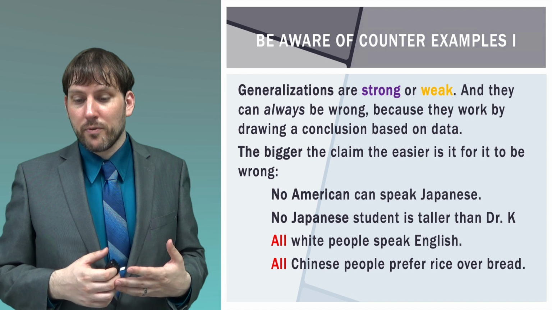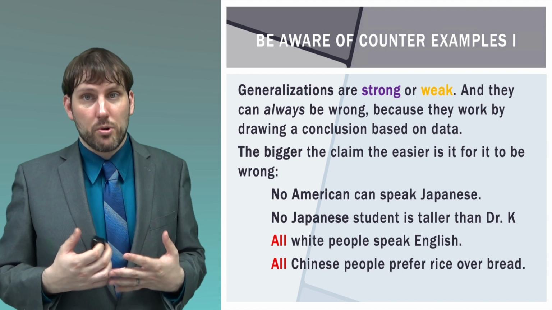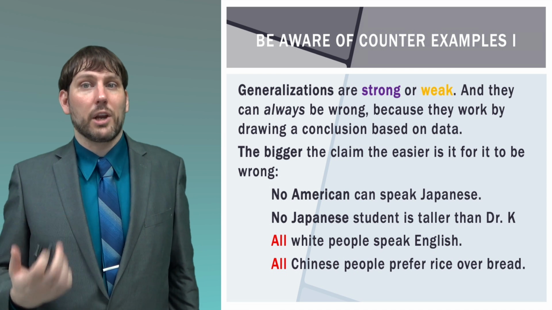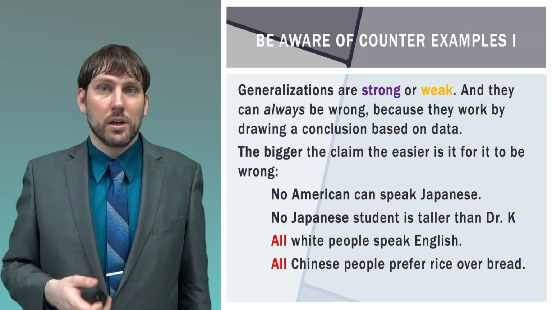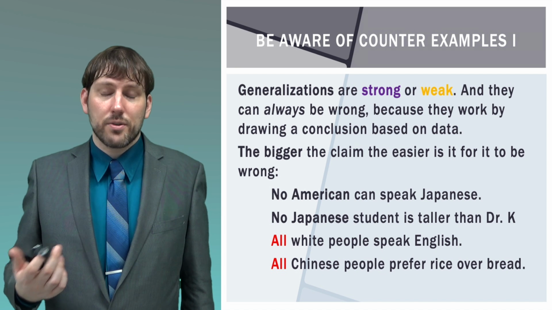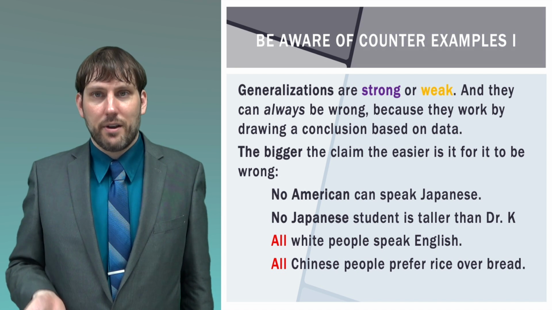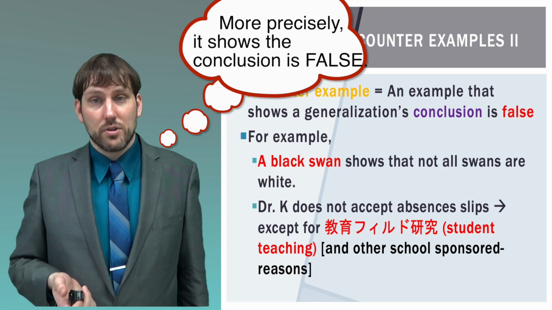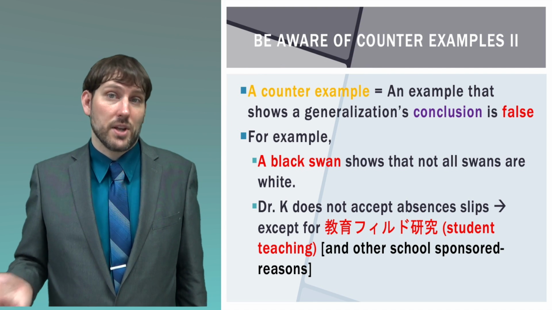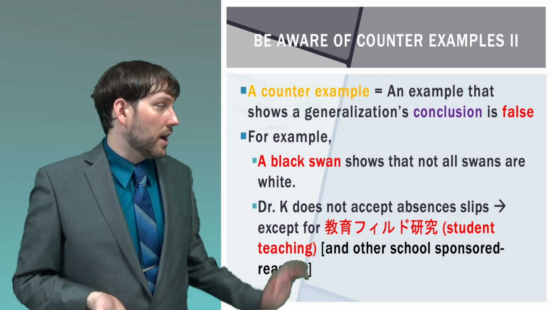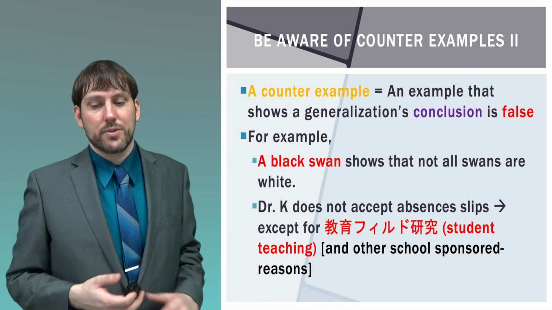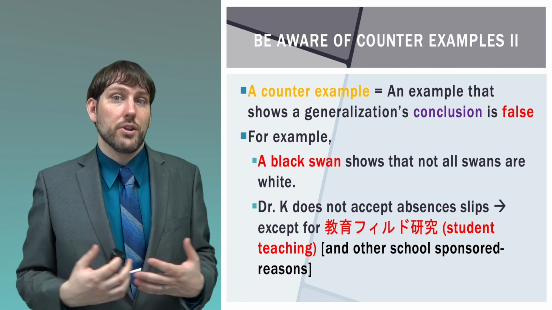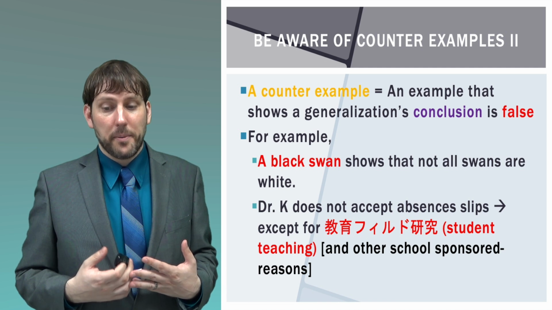All Chinese people prefer rice over bread. Again, this all word is creating a problem for us. If we shrink this down, we could have an argument that is more robust, more strong. As it is, it's quite weak because it's easy to find counterexamples that break it. A counterexample is something that will show the generalization is false. One of the most famous examples of this is that for a long time, Westerners believed that swans were all white. They hadn't yet learned that there were black swans living in Australia.